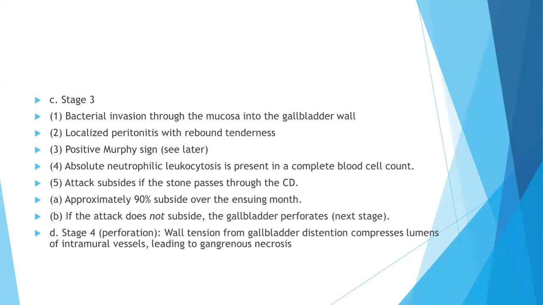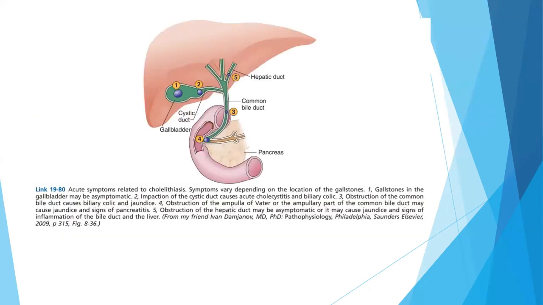So in stage 3, bacterial invasion through the mucosa into the gallbladder wall occurs, which causes localized peritonitis and rebound tenderness. And there is a positive Murphy sign that we have seen in the beginning. There is absolute neutrophilic leukocytosis present in the complete blood cell count, and the attack subsides if the stone passes through the cystic duct. Approximately 90% subside over the ensuing month, and if the attack does not subside, the gallbladder perforates, which is the next stage, or stage 4, called perforation. Tension in the gallbladder compresses the intramural vessels, leading to gangrenous necrosis and perforation.